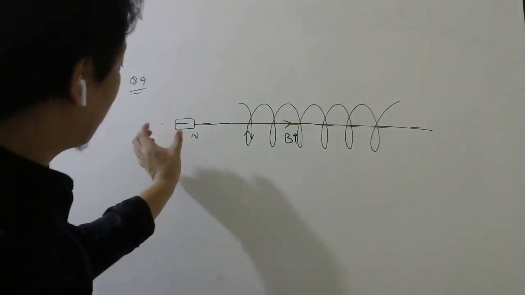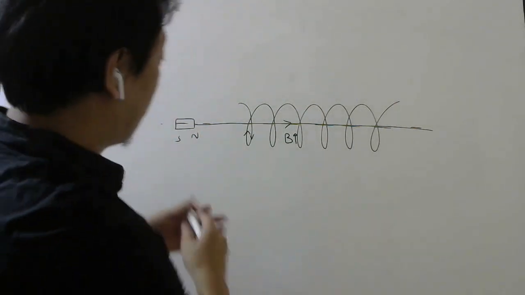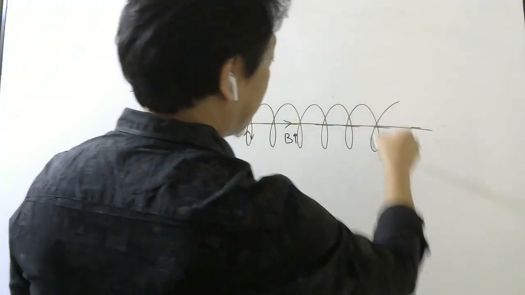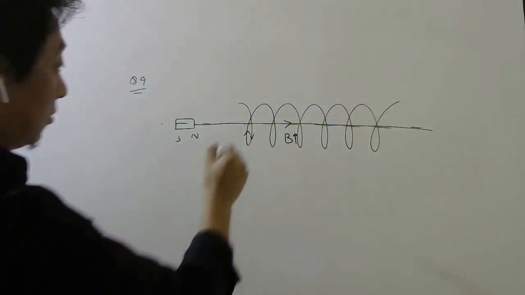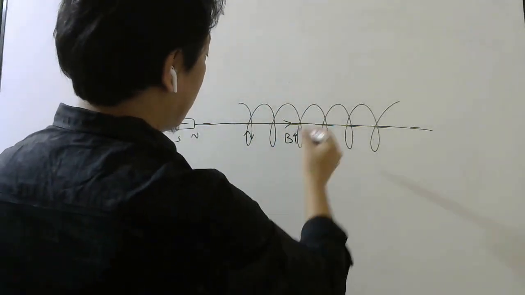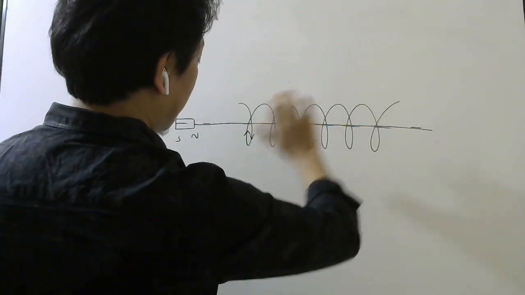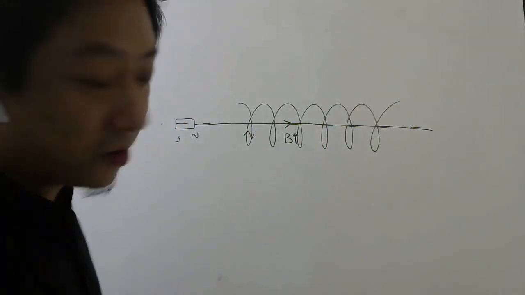So initially, as the magnet is coming this way, the currents will flow everywhere, like this. So for creating current like this, the induced EMF should be this way, right? Everywhere. Understood or not? Okay.